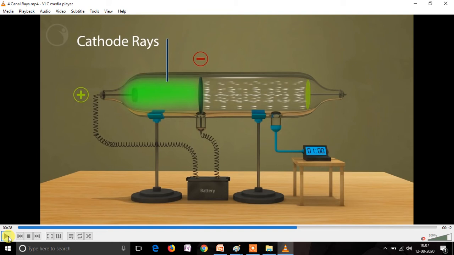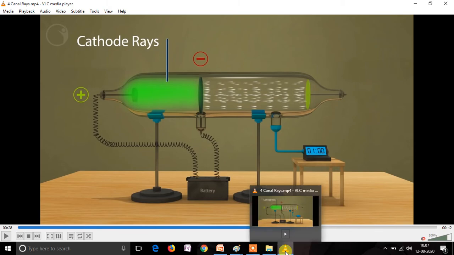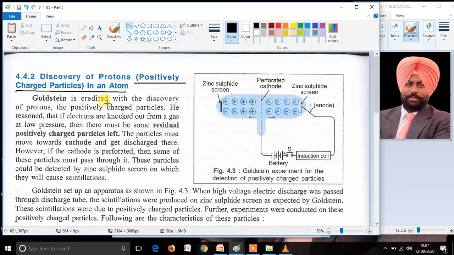This experiment was conducted by the scientist known as Goldstein, and he concluded that the anode is also giving some sort of rays, some sort of particles which on striking the zinc sulfide screen make it glow, and hence later on these particles were called positively charged particles, and later on these particles were named as protons.